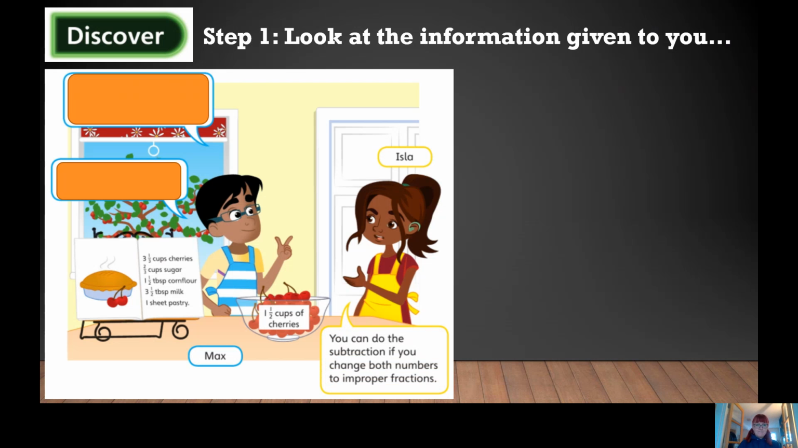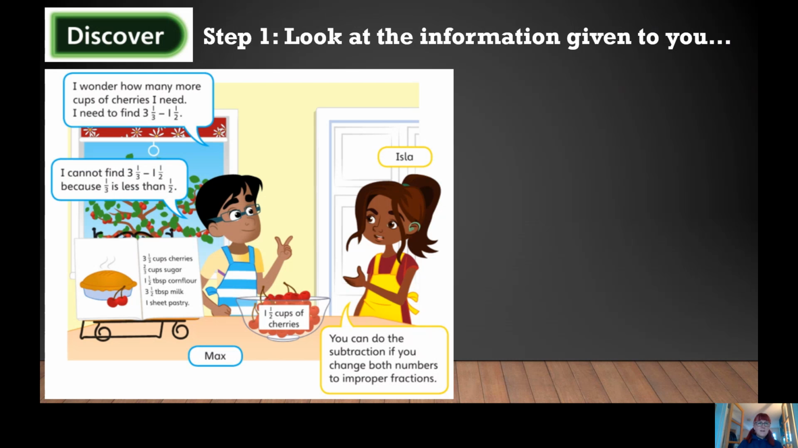Let's reveal. I wonder how many more cups of cherries I need, says Max. I need to find 3 1/3 subtract 1 1/2. And then Max goes on to say, but in doing that, I can't find 3 1/3 subtract 1 1/2 because 1/3 is less than 1/2. And then Isla's saying, well, do the subtraction if you change both the numbers to improper fractions. So basically, Max needs to subtract 1 1/2 from 3 1/3.